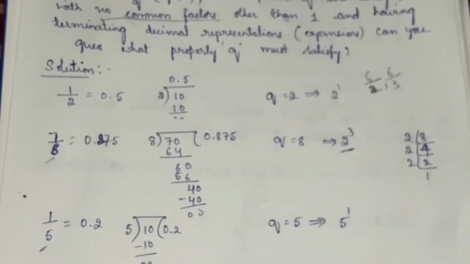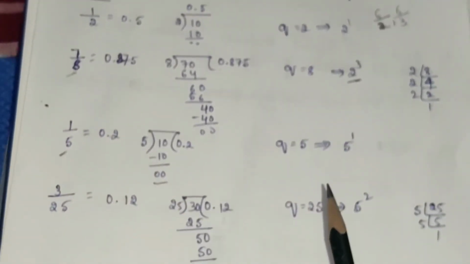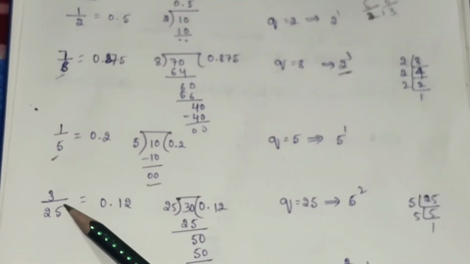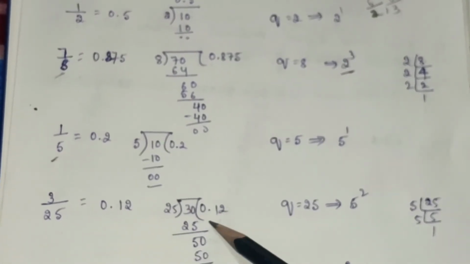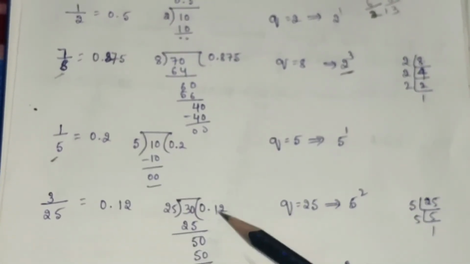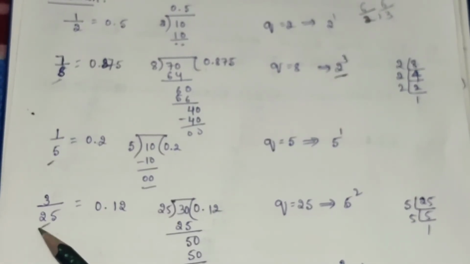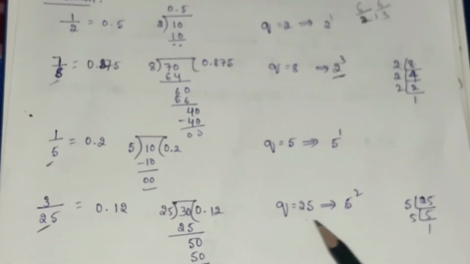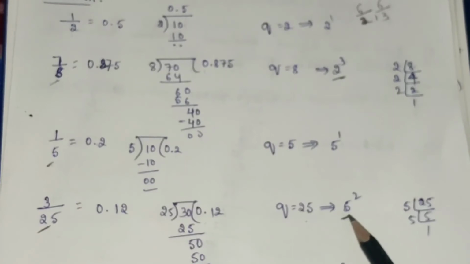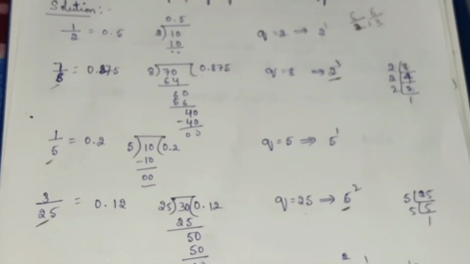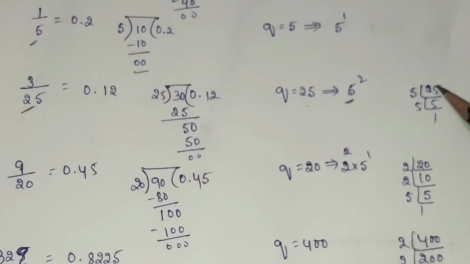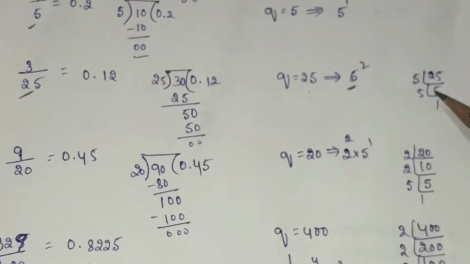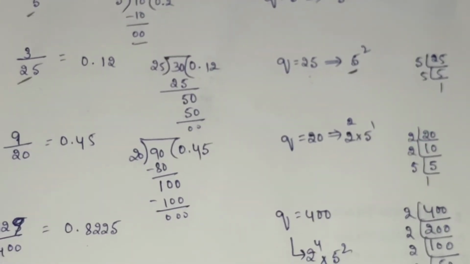Same way, when you observe the example like 3 by 25, the quotient is 0.12, but when you observe q, the q can be written as 5 square or 5 to the power of 2. 25 can be written as 25, 5 5s are 25, again 5 1s are 5.